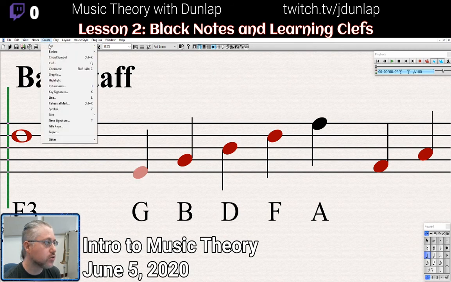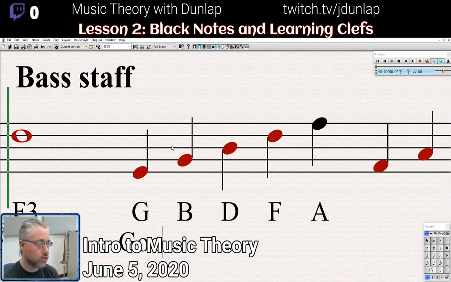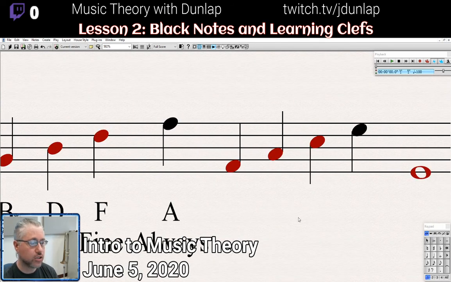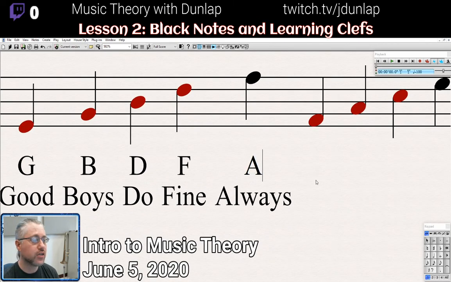So let's create text, lyrics, line 2. Good boys do fine always. It's not true, but it's the acronym we're going with. Now let's take care of the spaces. So a note above G, I'm pointing for some reason. The note above G is A.